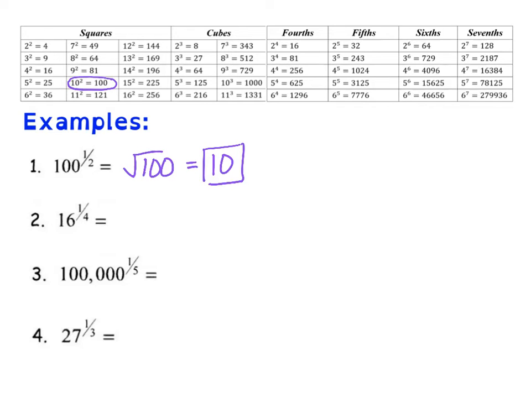Or 16 to the 1/4 power. I need to start by rewriting it as the fourth root of 16. And then I look in my fourths column and I see, well, 2 to the 4th is 16, so the fourth root of 16 must be 2.